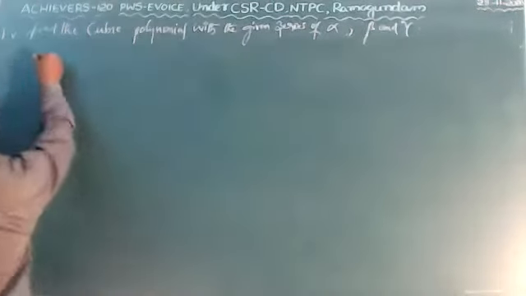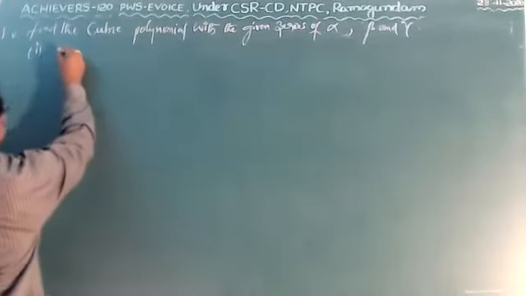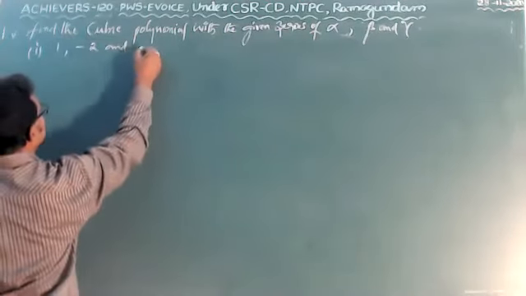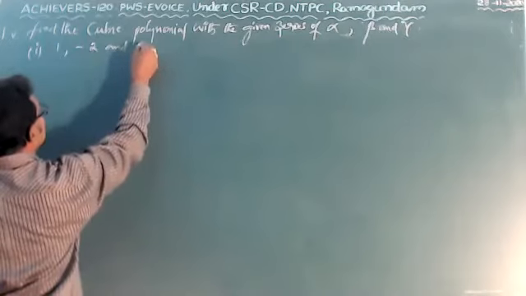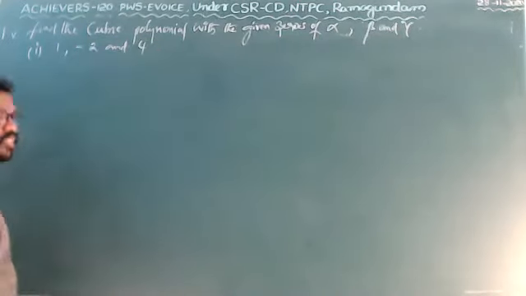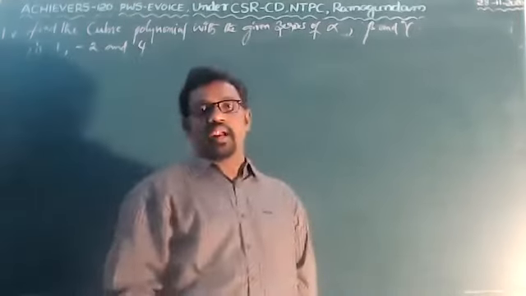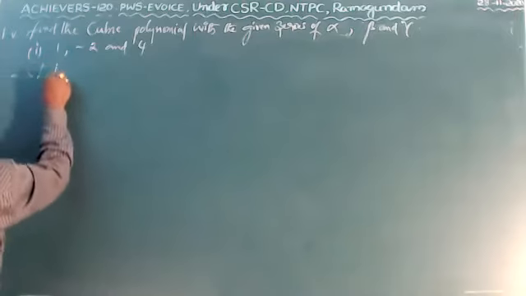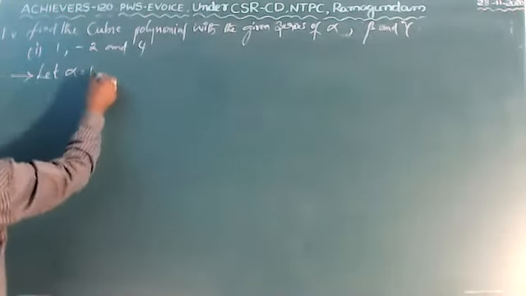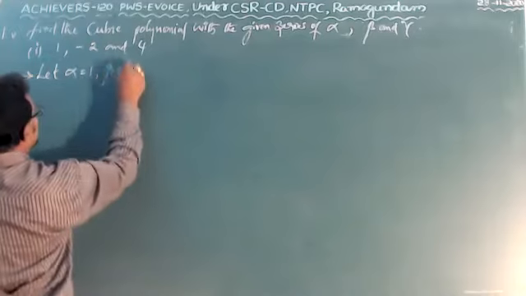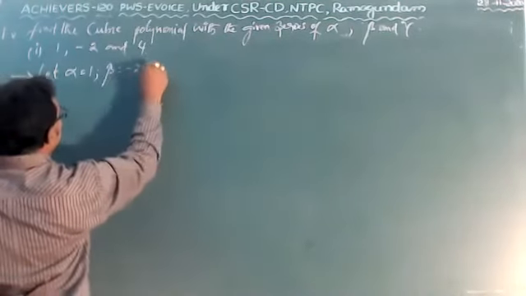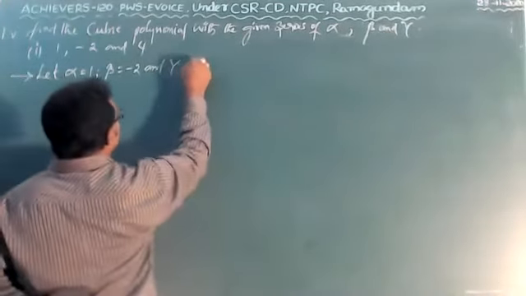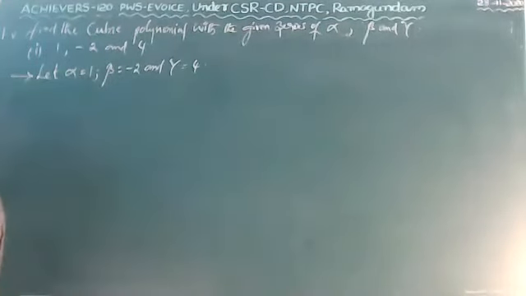Yes. First one we will see: 1, minus 2 and 4, whatever. 1, minus 2 and 4. Solution: let us take alpha is equal to 1, beta is equal to minus 2, and gamma is equal to 4.